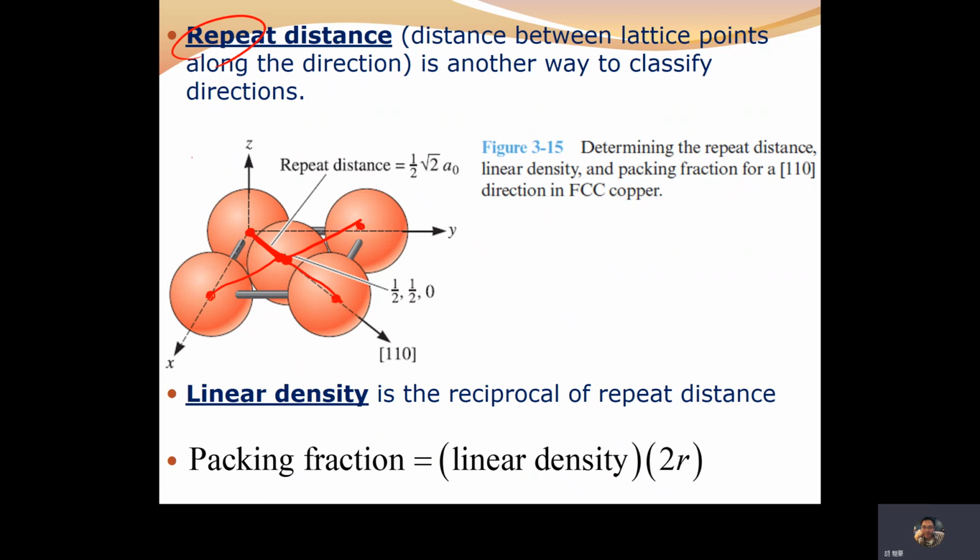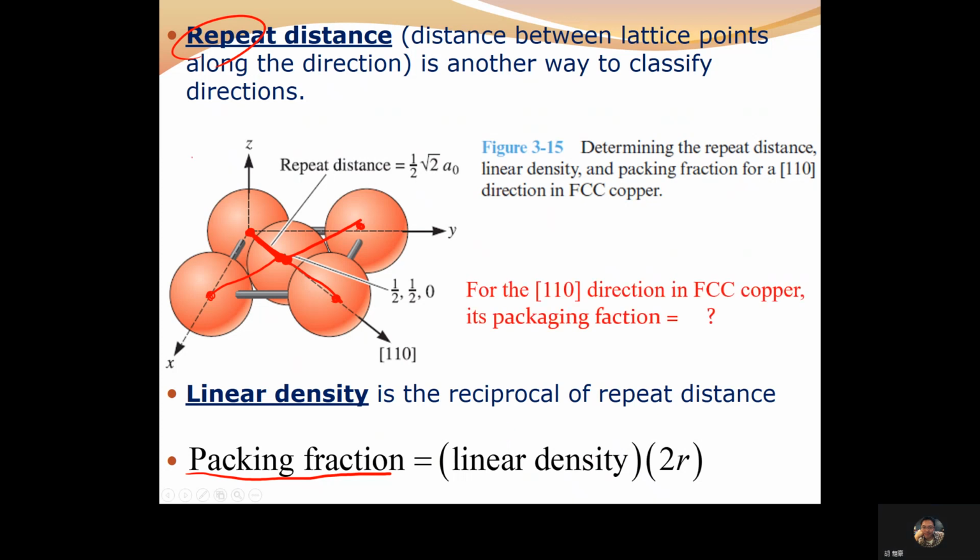The other terminology is the linear density, which is the reciprocal of the repeat distance. And the definition of the packing fraction is equal to the linear density times 2 times the atomic radius. For example, for the 110 direction in FCC copper, what is its packing factor?